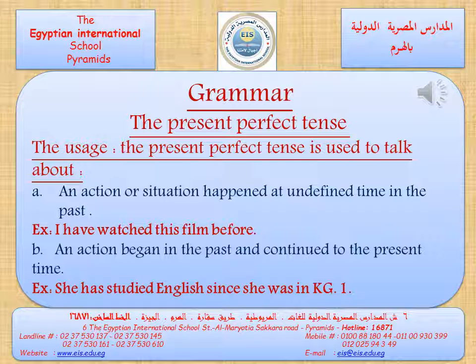Also, we can use the present perfect tense when we're going to talk about an action that began in the past and continues to the present time. For example, she has studied English since she was in KG1. In this sentence, the action of studying English started in the past and is still happening till now. We still study English till now, so we use the present perfect tense.